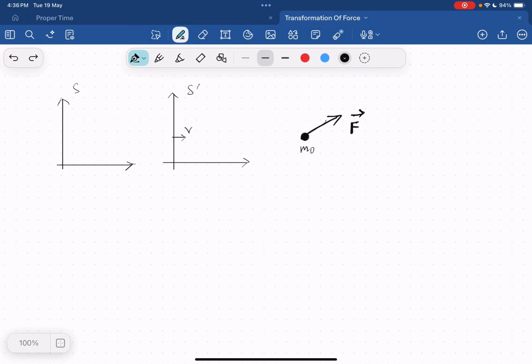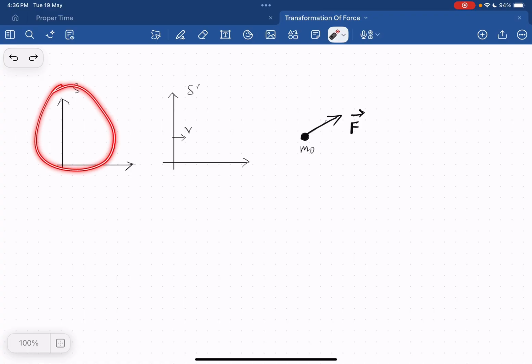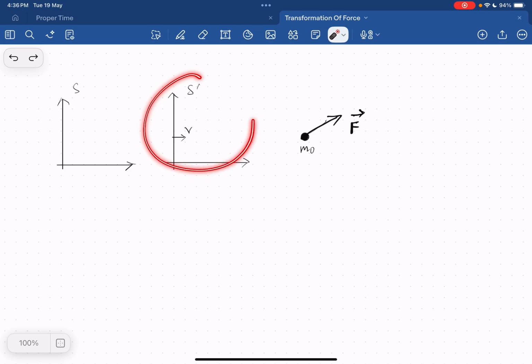Suppose we have a scenario where a force F is being acted on an object of mass m naught as seen in some frame S. Now, unlike in Newtonian mechanics, where the force seen from one inertial frame, say S, and from another inertial frame S prime is the same, the force seen being acted on the object is the same. In relativistic mechanics, this is not the case.